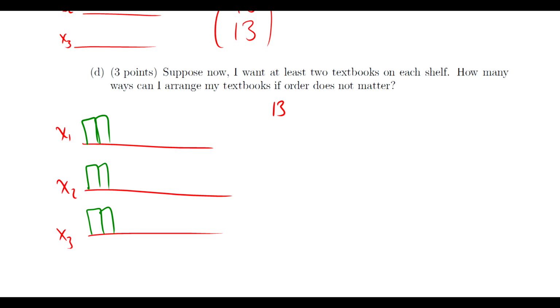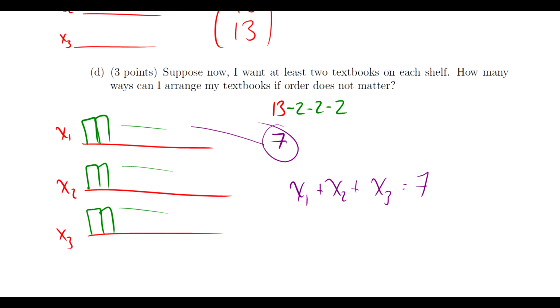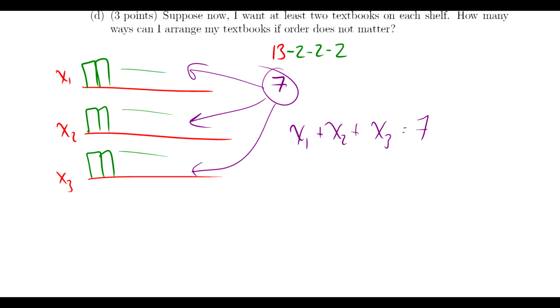Okay, so how many textbooks do we have left to fill in the rest of this space? Well, we had 13, but then we put 2 on the first shelf, 2 on the second shelf, 2 on the third shelf. So now we have 7 left over. So that means that x1 plus x2 plus x3 is equal to 7, because we only have 7 left to put on the 3 shelves, because we just put 2 on x1, x2, and x3. So this is going to be the same thing as 9 choose 7.